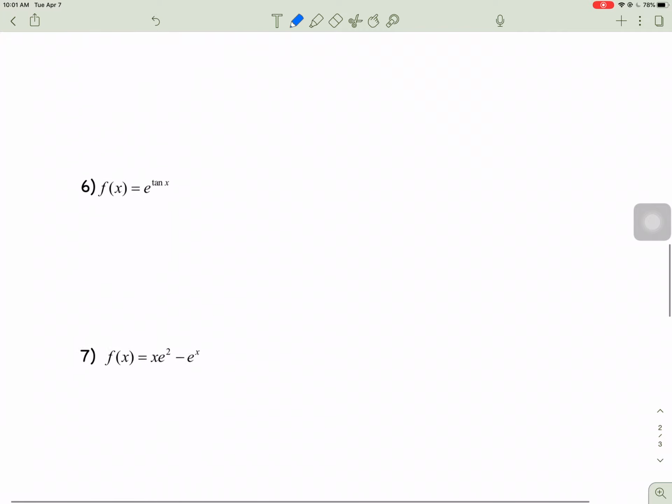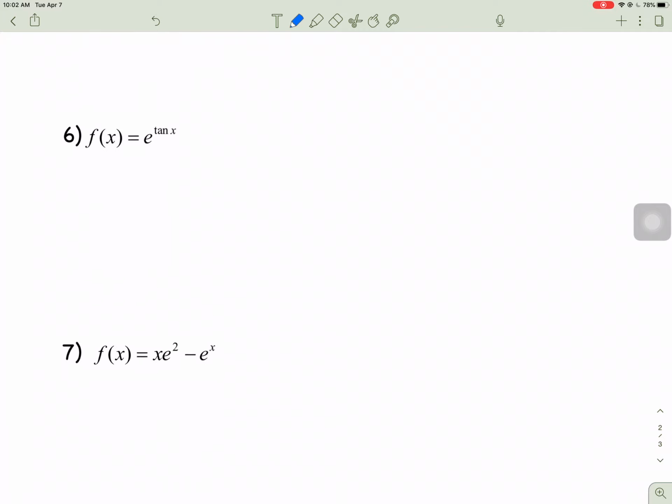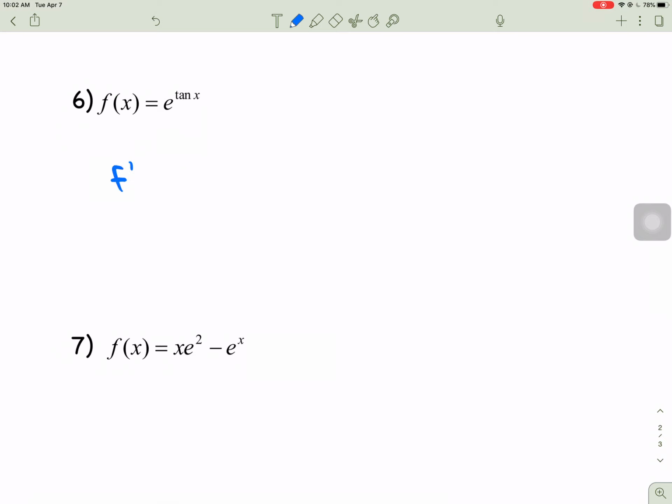Number 6, e to the tan x. Okay, so e to the tan x. Well, that means the derivative is e to the tan x times, well, do we remember what the derivative of tan x is from the day before? We might not. The derivative of tan x is secant squared x.